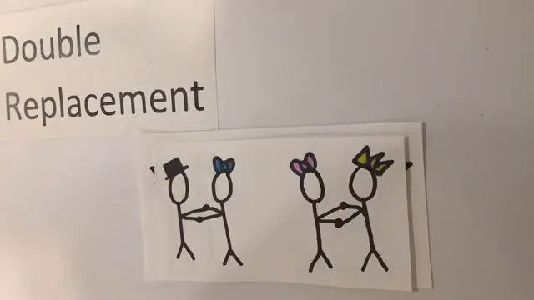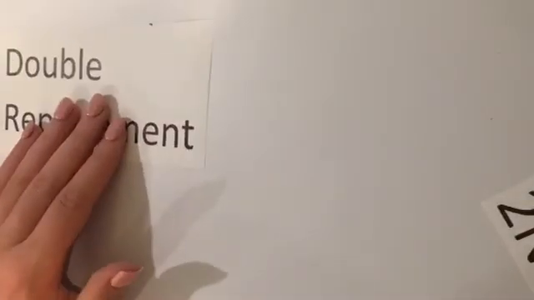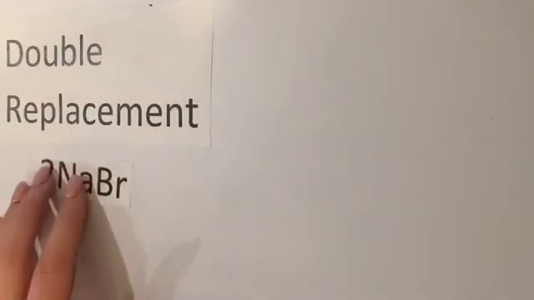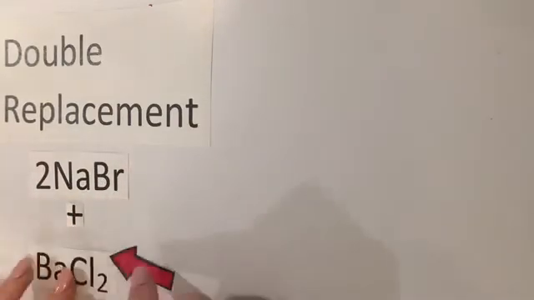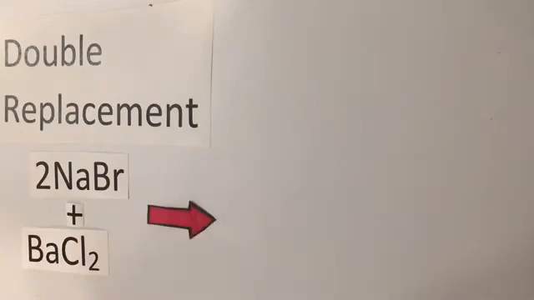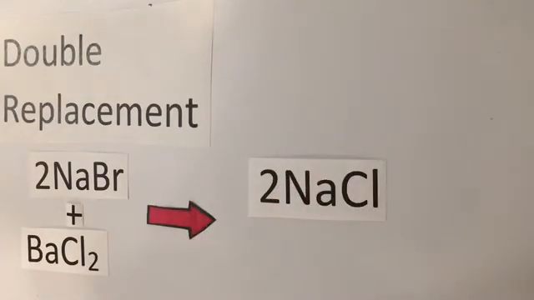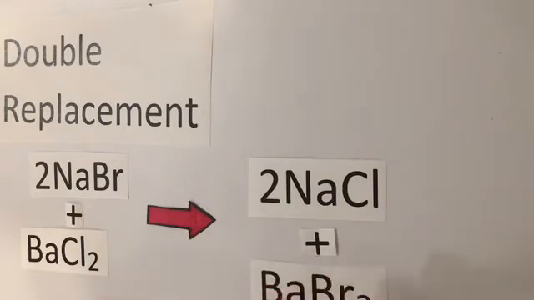to trade partners. An example of a double replacement formula using elements would be sodium and bromine in a compound and barium and chlorine in a compound, turning into sodium and chlorine in a compound and barium and bromine in a compound.